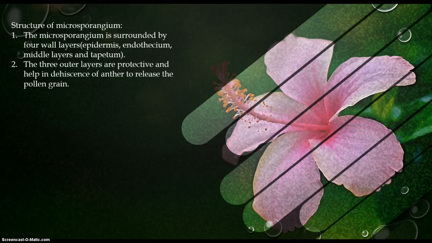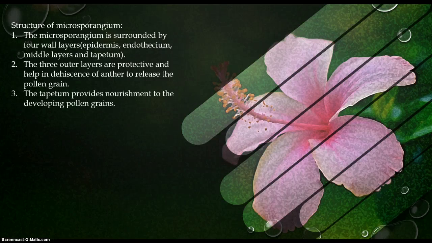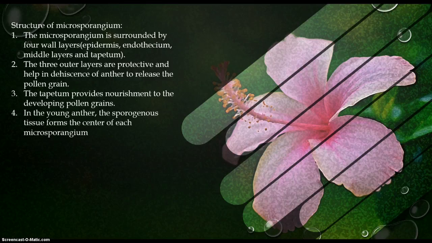The three outer layers, that is epidermis, endothecium, and middle layers, help as a protective layer for the inner spores. They help in the dehiscence of the anther and release of the pollen grain, whereas the tapetum helps in providing nourishment to the pollen grains. In the young anther, the sporogenous tissue is present in the center of each sporangium.